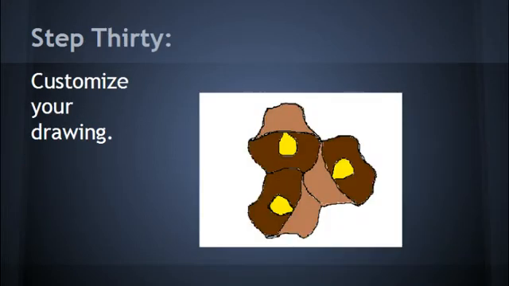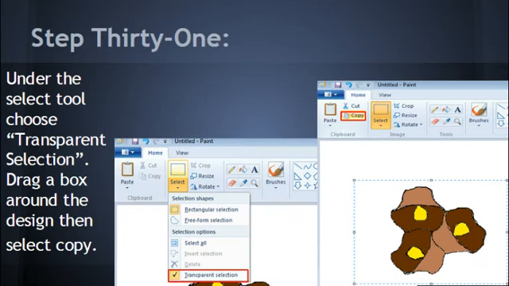So now it's time to customize your drawing. You're simply going to use any colors, any different types of textures, whatever you want to do in Paint, and just play around and figure out how you want your drawing to look. Then once you finish that, click the select tool and put a box around your design, and then in the drop down arrow, at the bottom you find an option that says transparent selection. Make sure that that is selected.